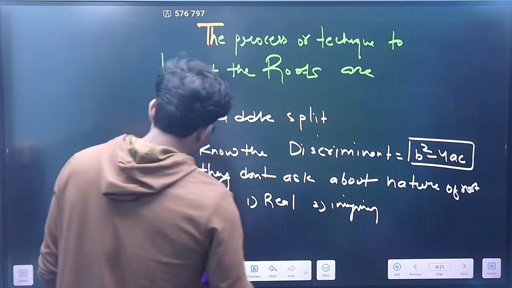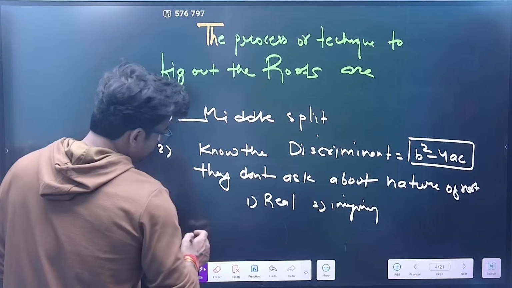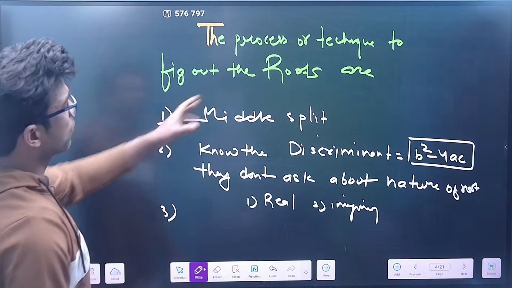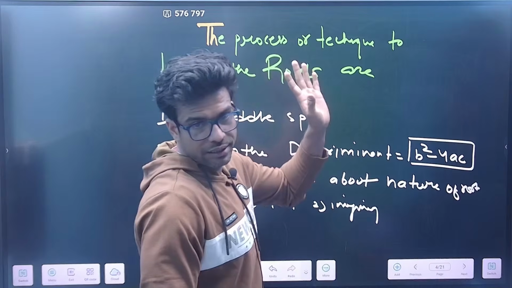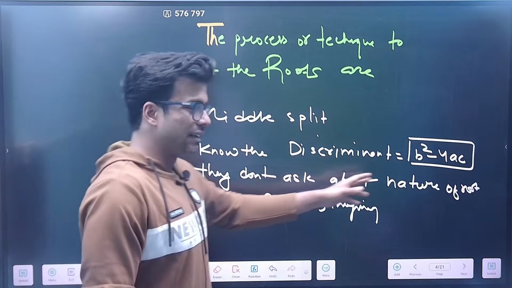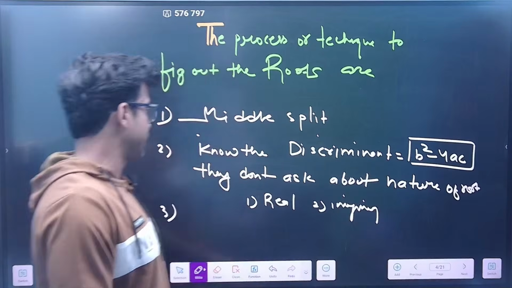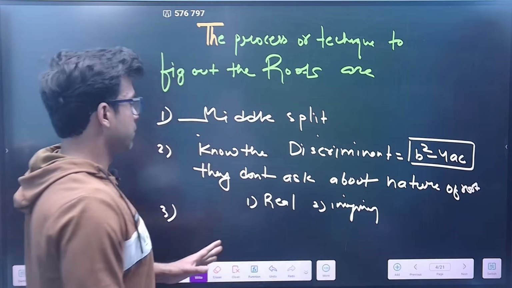Now the third part is sum of roots, that I'll explain. So basically the process or technique to figure out the roots are middle split, which we did in our 8, 9, 10, and the discriminant, which is b square minus 4ac. They don't ask questions from nature of the roots, okay?